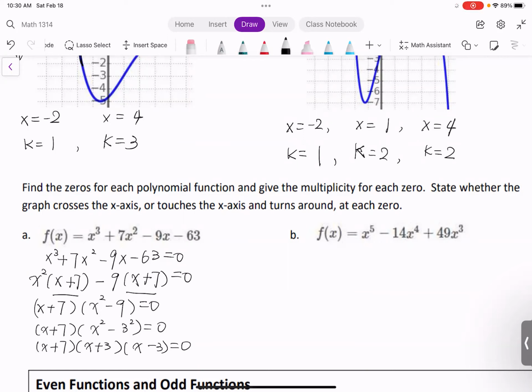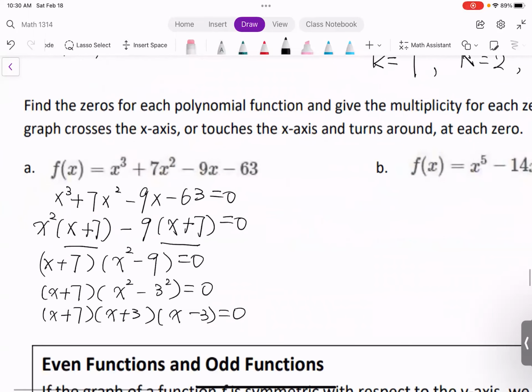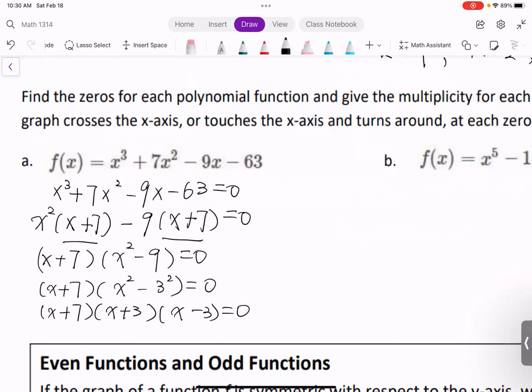Then let's solve for x. Need more space. So we have three equations: x plus 7 equals 0, x plus 3 equals 0, x minus 3 equals 0. If I solve all of these three equations, x equals -7, x equals -3, x equals +3.